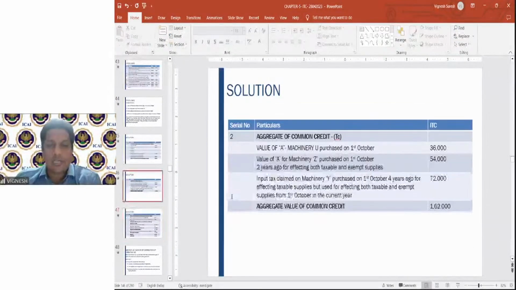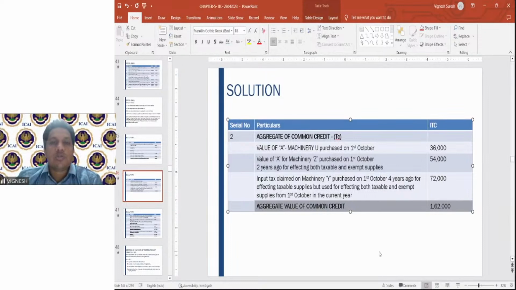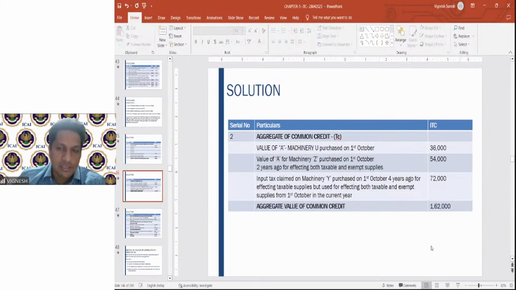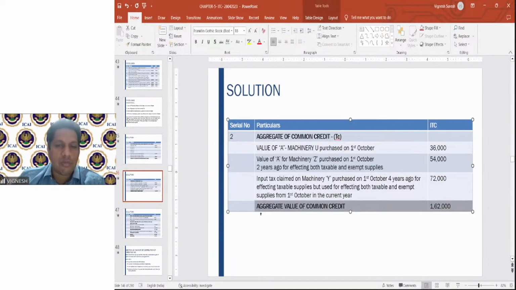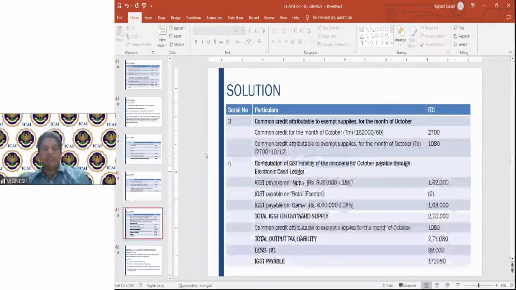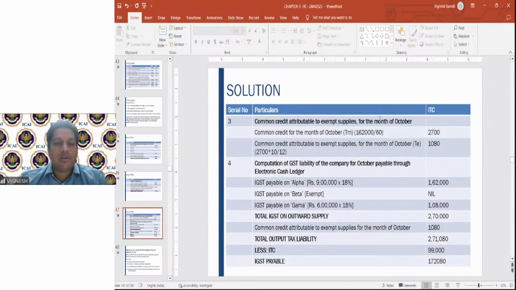That is your TC. So for what purpose are we working this out? We are working out this common credit so that we are able to identify the credit which is attributable to the exempt supply. That is why we are working out this common credit. Once you get the common credit, you have to work out the common credit attributable to exempt supplies for the month of October.